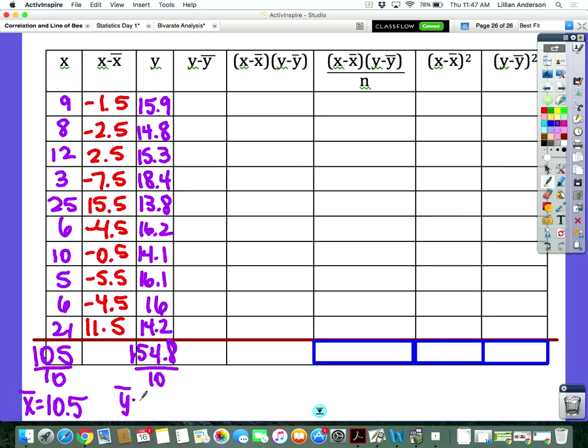So your mean was 15.48? Don't three-stick figure. What? I already... So don't three-stick figure. Just write the number.